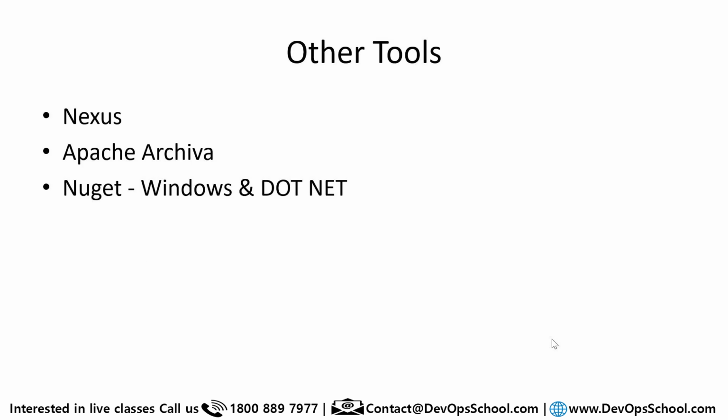So now, what about the other tools which you have? Let's say if you're not using Artifactory, then which tool are you using? You can use Nexus from Sonatype. That is one more competitor for Artifactory. Apache Archiva is another one, which is in the open source category. There are many other products also, like NuGet for .NET.